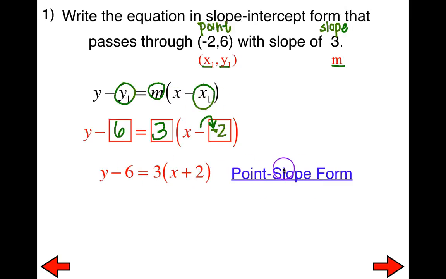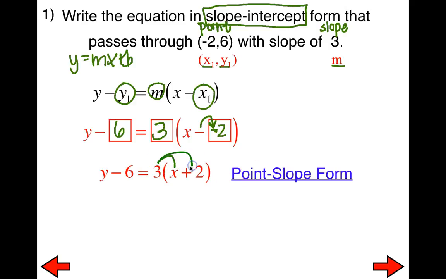But this is not what they're asking us for. They're asking us for slope-intercept form. So I need that to look like the following: y equals mx plus b. So I need to isolate y by adding 6. Got ahead of myself. I need to first go ahead and distribute this 3 to both terms, leaving me with y minus 6 equals 3x plus 6.